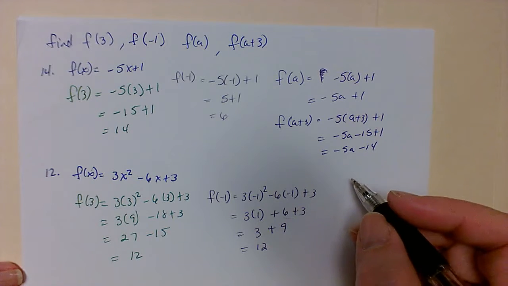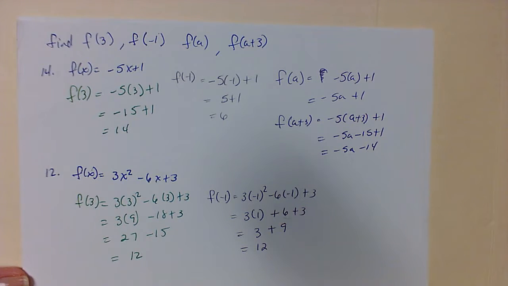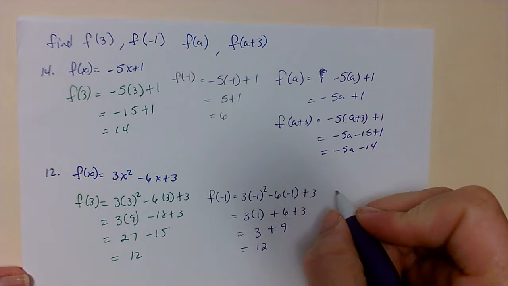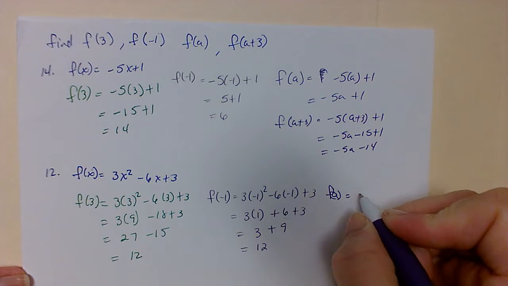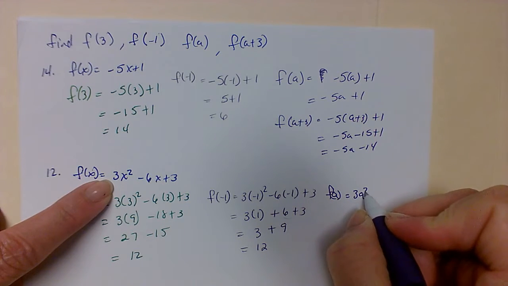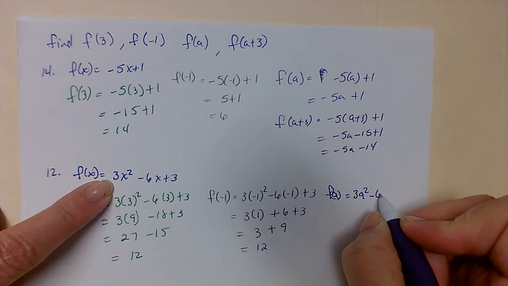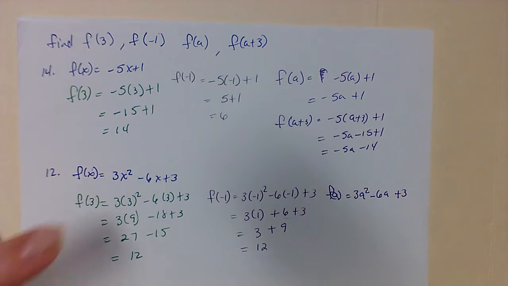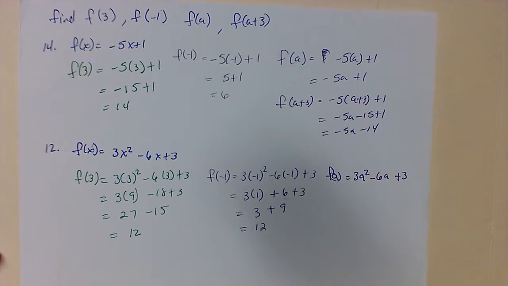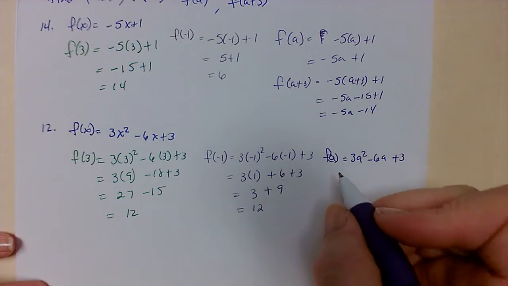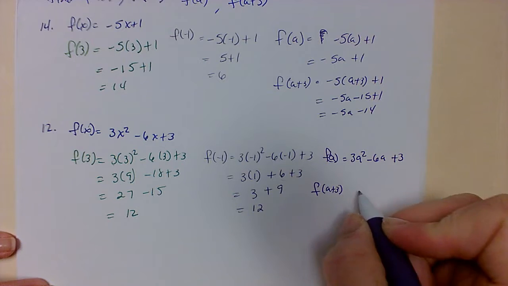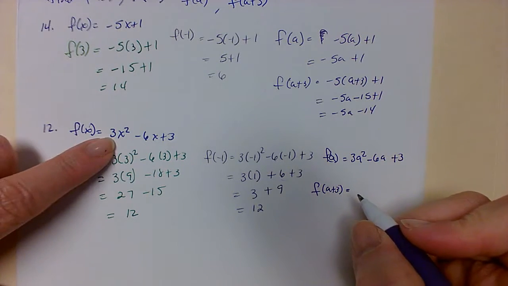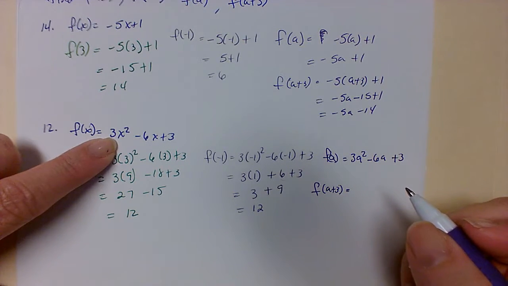Now, we need to find f at a. So for f at a, we're going to get 3a squared minus 6a plus 3. And that will be all that we have on that one. Now we need to find f at a plus 3. So if we want to find f at a plus 3, we are going to need to plug in the a plus 3 into all of our squared terms.